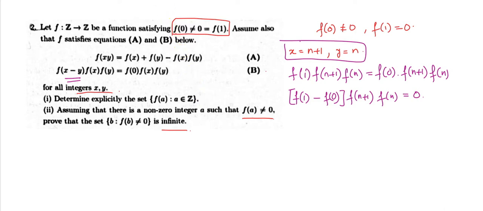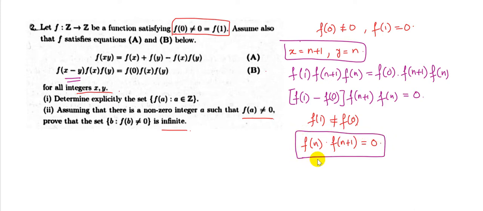Now it is clearly given that f(1) is not equal to f(0), so the first term cannot be 0. Therefore f(n) multiplied by f(n+1) has to be equal to 0. This means that out of any two consecutive terms, one of the terms has to be 0. Now if I put n equal to 0 in this equation, I get f(0) into f(1) equal to 0, and it is given that f(0) is not 0, and f(1) is 0.